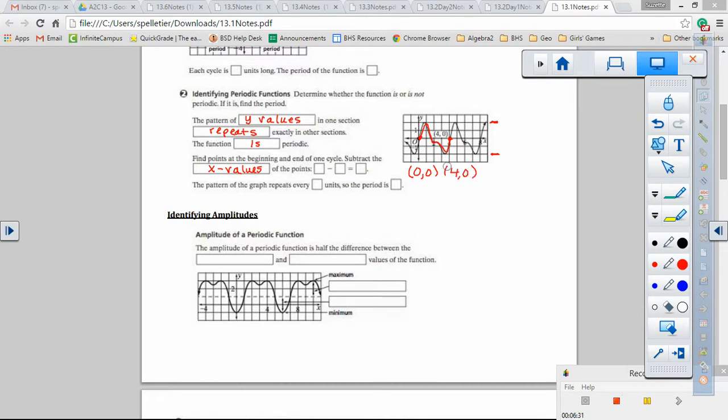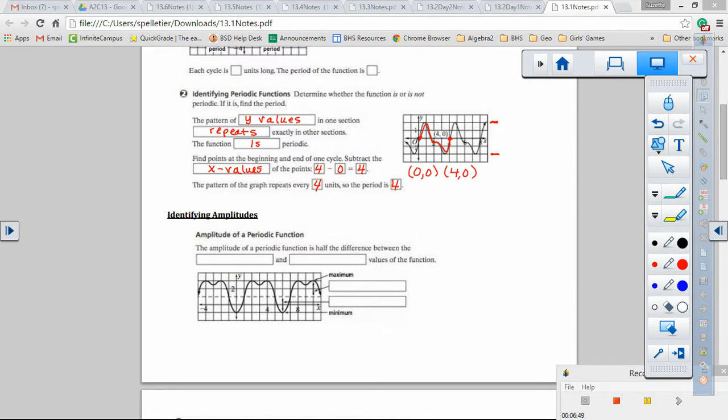Okay? And it says to subtract the x values. So I'm going to do 4 subtract 0, and it's going to give me 4 units. So the pattern of the graph repeats every 4 units, so the period is 4. Okay? Distance from left to right.